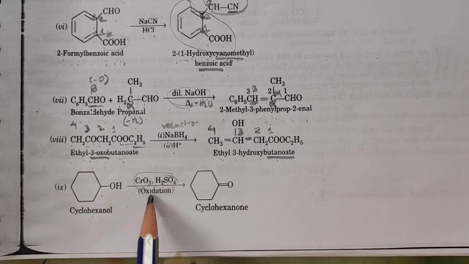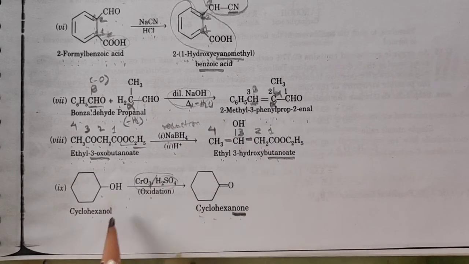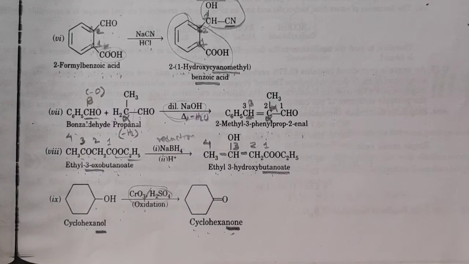Cyclohexanol, this is oxidation carried out in the presence of an acid. What you get is cyclohexanone, a ketone; the alcohol will get converted into a ketone. This we have seen in the chemical properties. Okay, now the next one.